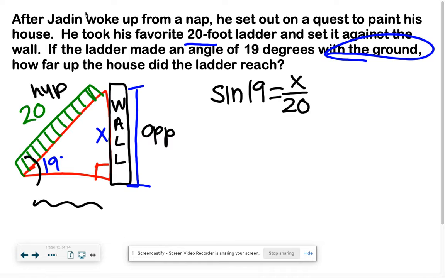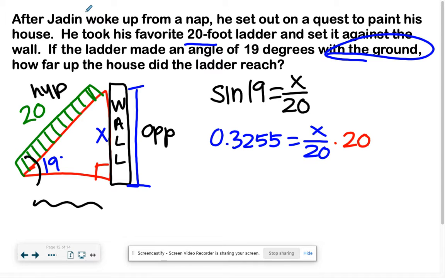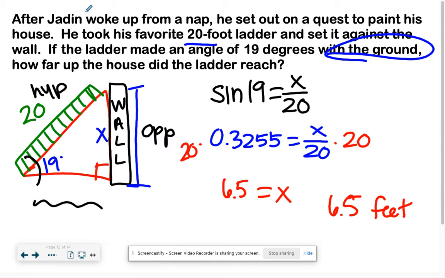Let's figure out what sine of 19 is. 0.3255. Get x by itself by multiplying by 20. So then we get 6.5 approximately. So the ladder only reaches about 6.5 feet up the wall. Woohoo! Good job.